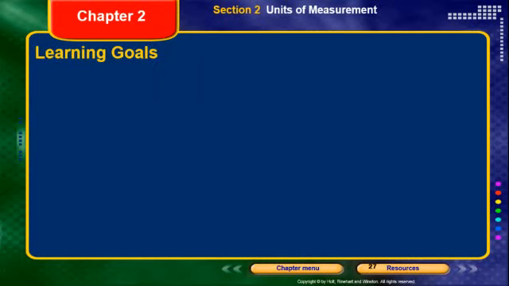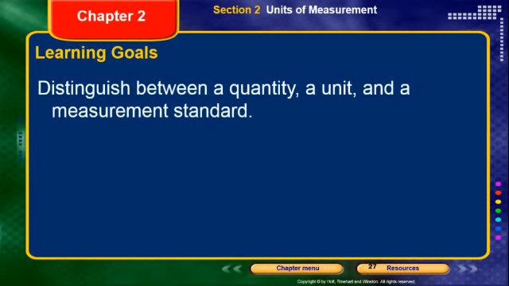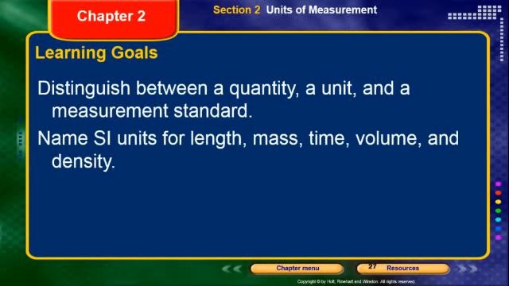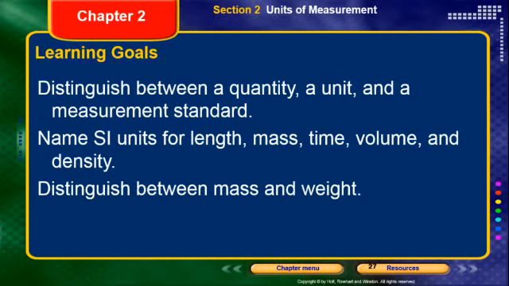So let's see, hopefully, what we've accomplished so far. I want you to distinguish between a quantity, a unit, and a measurement standard. We did that early in the slideshow. Name SI units for length, mass, time, volume, and density. There are several tables throughout your notes to help you with that and for reference. Distinguish between mass and weight. This is more of an idea, but you need to be able to distinguish between the two.